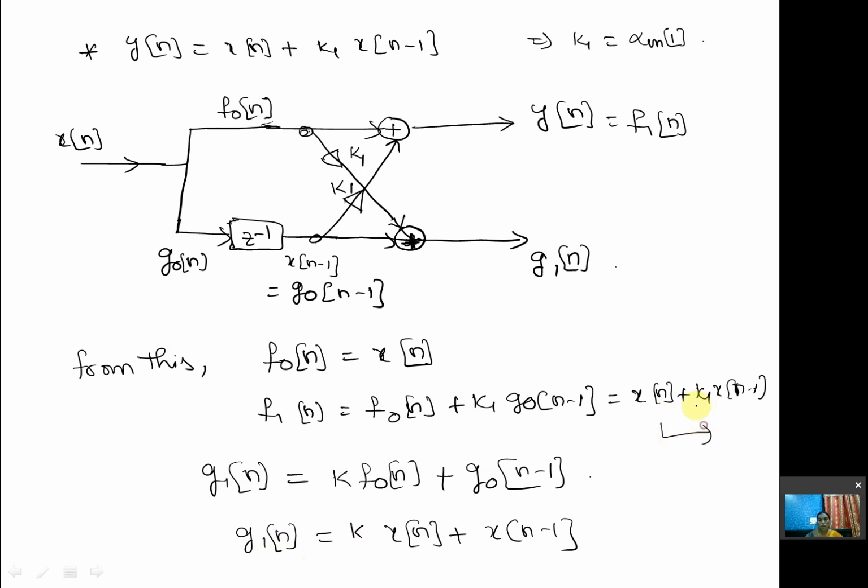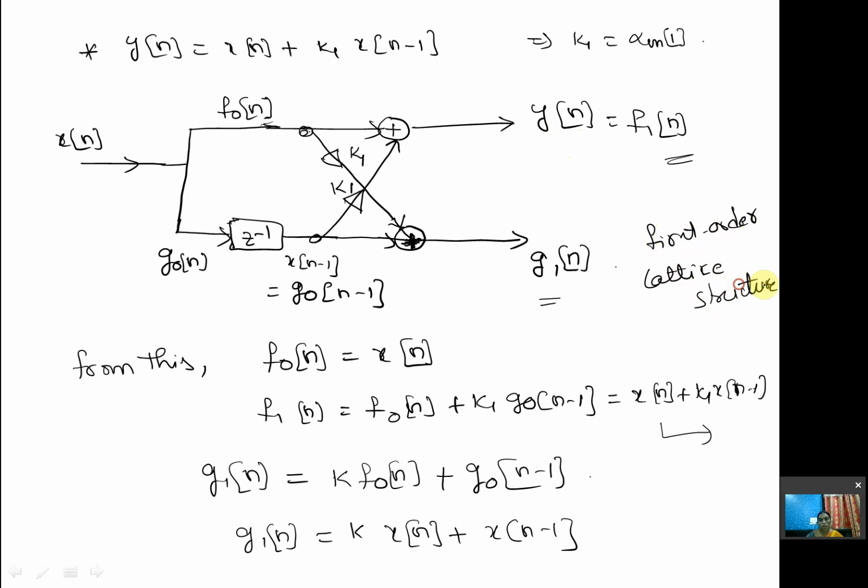Okay, right? You can get the desired output here at this position f1, and this one helps you develop the further stages of the filter. So this is nothing but a first order lattice structure. Very simple.